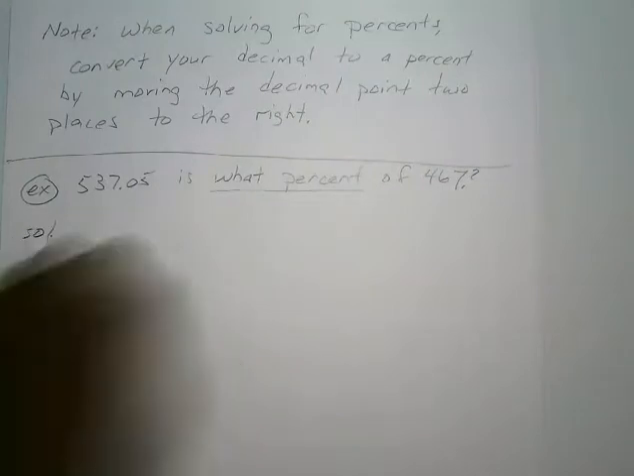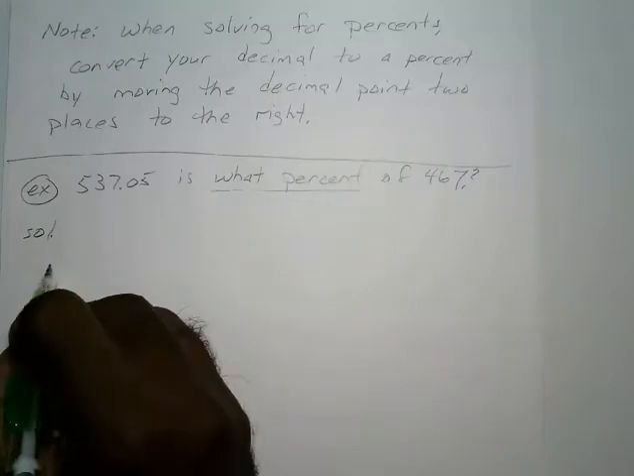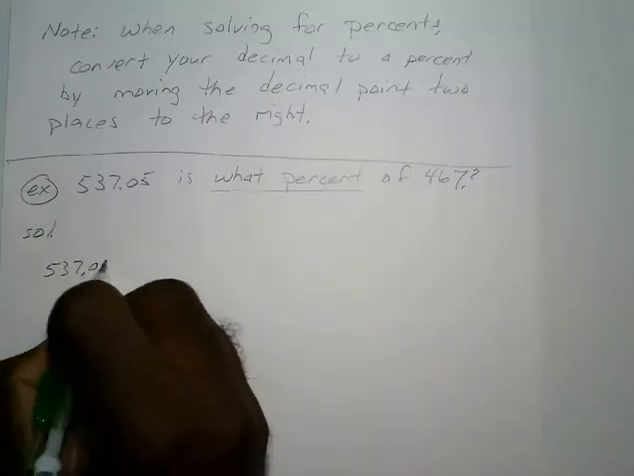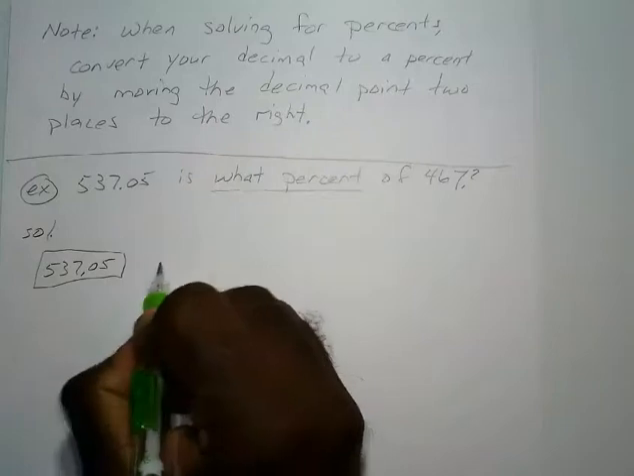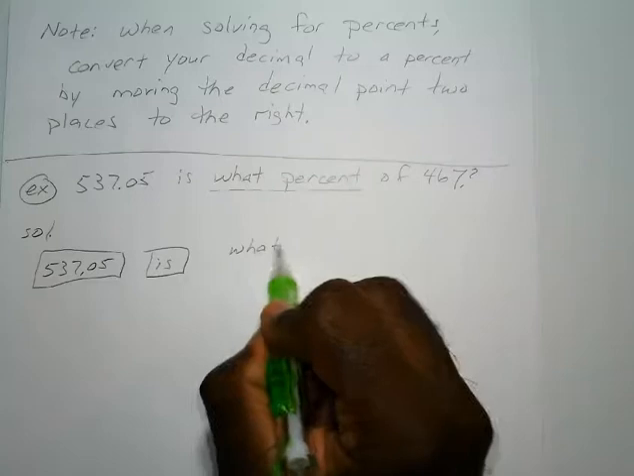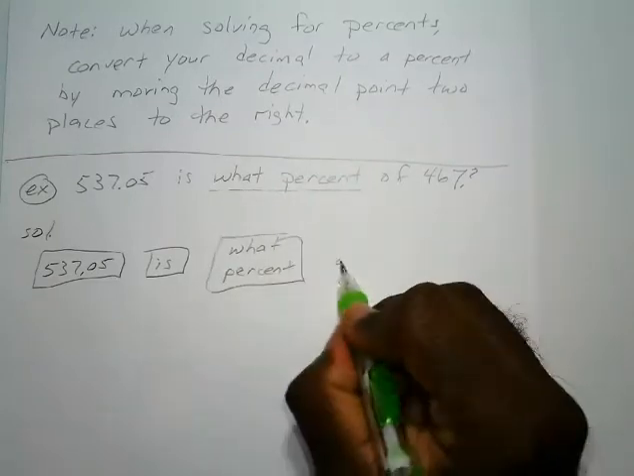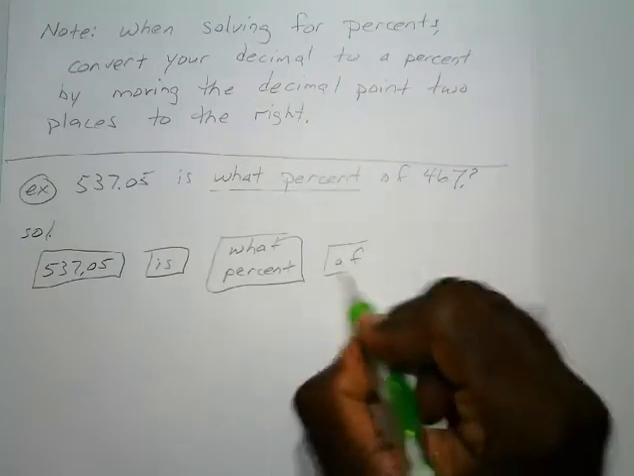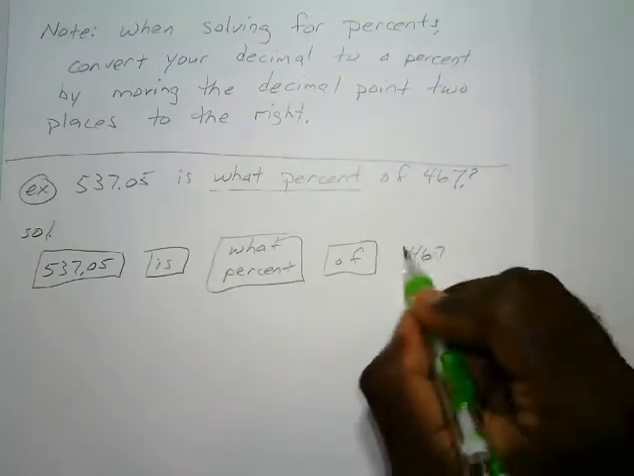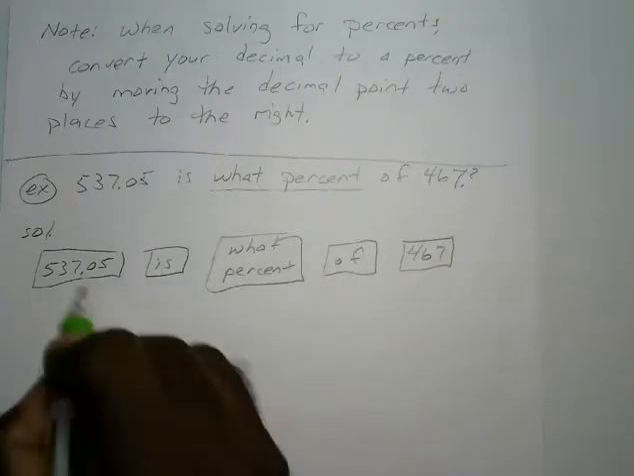All right, so let's go ahead and solve this one. And we're just going to rewrite it one section at a time. So 537.05 is what percent of 467. Okay, so we just got the entire problem and rewrote it a different way. All right, so we just go ahead and get each one.